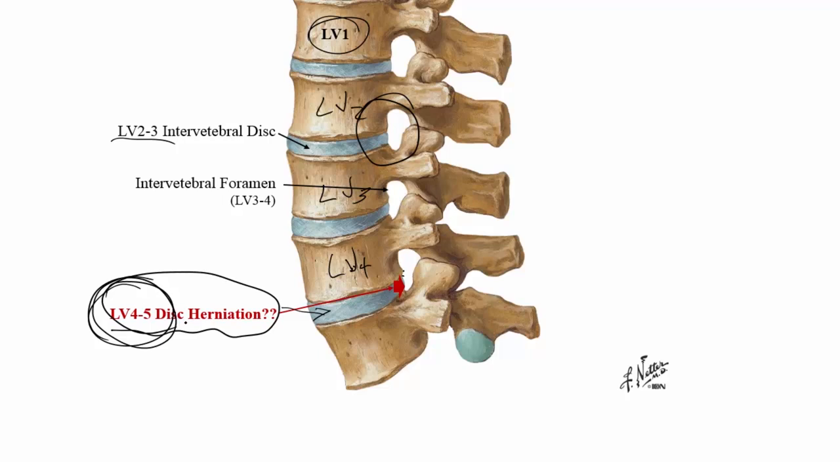But in fact, it usually doesn't. And the reason it doesn't is the nerve exits at the very top of this, what is now elongated intervertebral foramen, as you can kind of see there. It's elongated. So the nerve tends to exit at the upper portion of it, and the herniation goes toward the lower portion of it. Why does that happen?